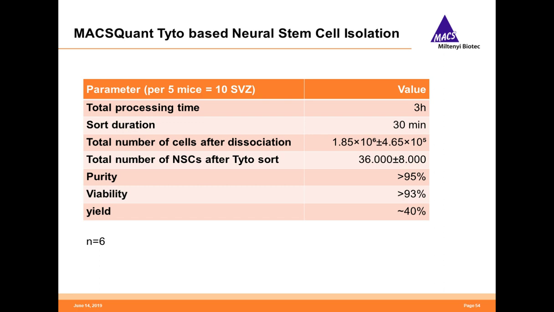So on this slide, we see the summary of the different parameters for the procedure. We have a total processing time of 3 hours when we prepare the SVZ of 5 mice. The sort duration is 30 minutes. The total cell number after dissociation is around 2 million. We can sort around 36,000 cells from the SVZ of 5 mice with a purity of over 95% and a viability of 93%. The yield of the cells is around 40%.